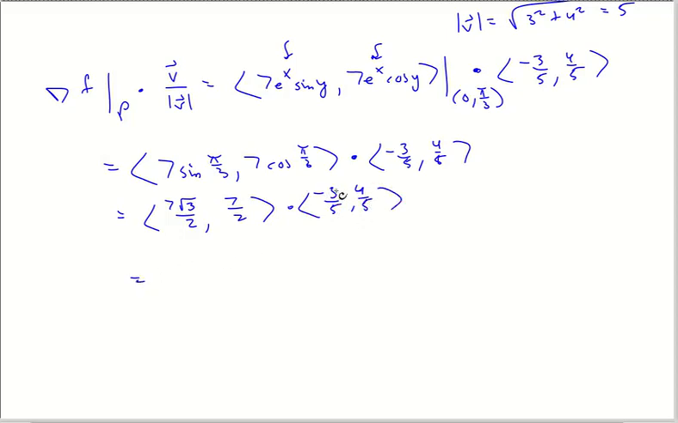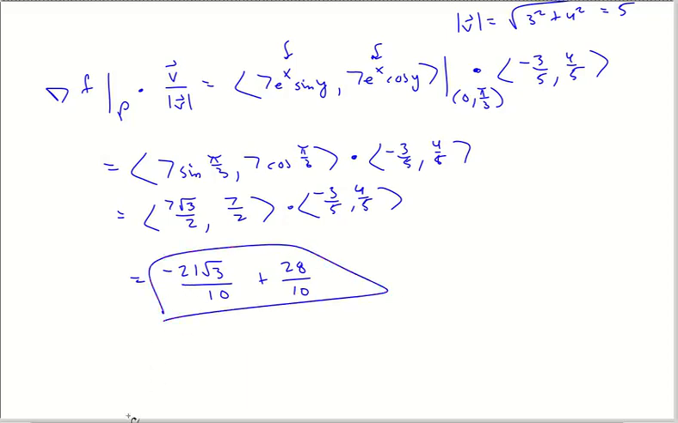Dot product. So we multiply them here. I don't think much cancels. So negative 21 square root of 3 over 10. And then these guys here, we got 28 over 10. Yeah, you should be basically done. I mean, you can probably simplify a little bit, but it's whatever. Looks good enough. Okay.